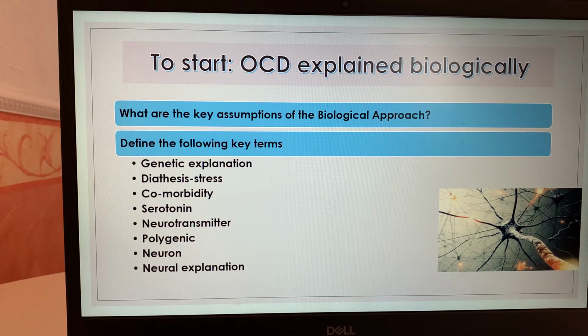So don't just chuck comorbidity in there or diathesis stress or polygenic. You want to make sure that you are explaining to the examiner what they mean. So you've heard it in GCSE and I'm going to say the exact same thing. Treat the examiner like they have no idea as to what they're doing. So you want to make sure that you are really concise, but also exploratory in some of your definitions.